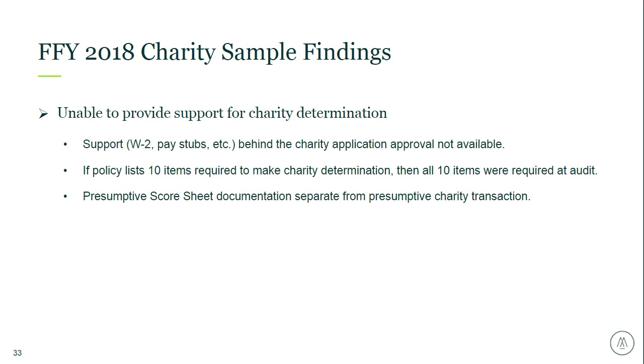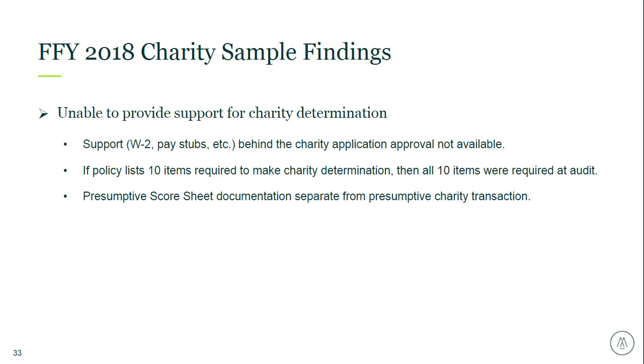If the policy stated that the patient must have 10 specific documentation items to qualify for charity, the MACs were requiring that all 10 items be supplied during the audit to determine if the policy was correctly followed. Any lack of documentation led to audit findings and the potential for large extrapolations.